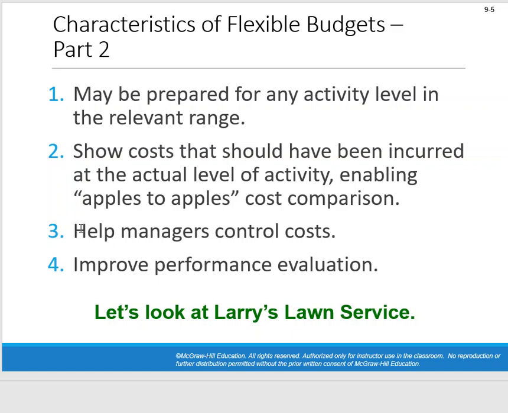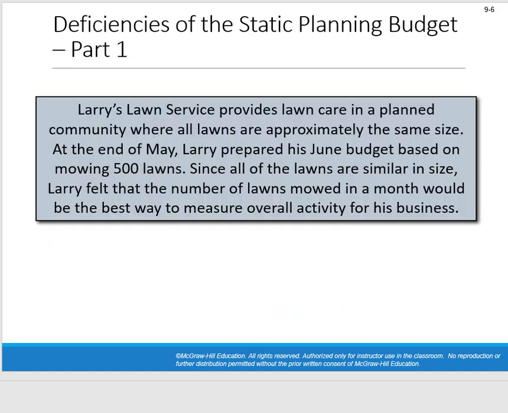This is going to help managers better control costs in the organization and better understand what variances they need to pay attention to. So for example, if our sales exceeded the budget, we would expect that certain expenses are going to be over budget then. So that's not necessarily a bad thing. So we need to look at those variances in a little bit better detail to improve our performance evaluation.